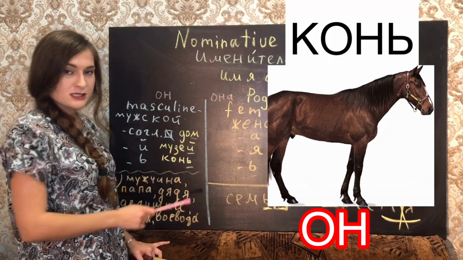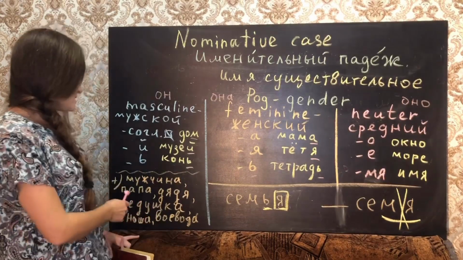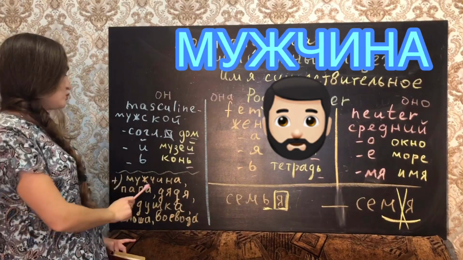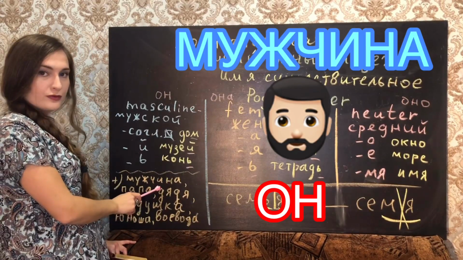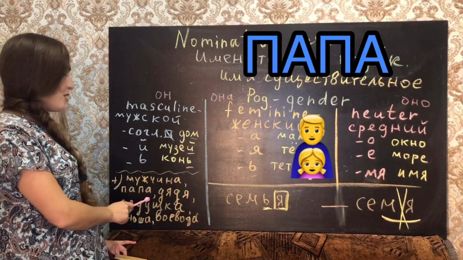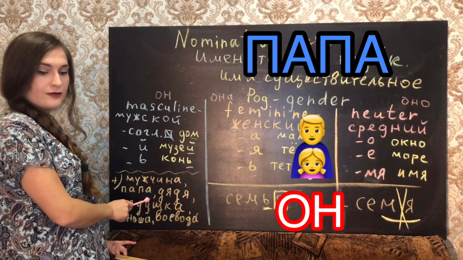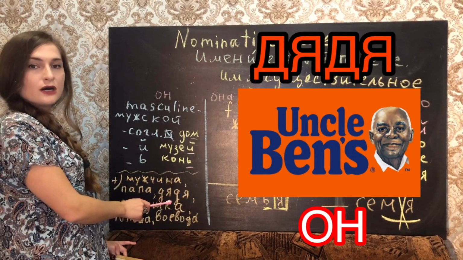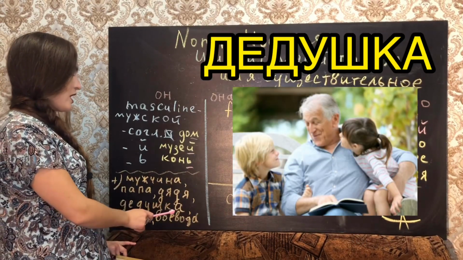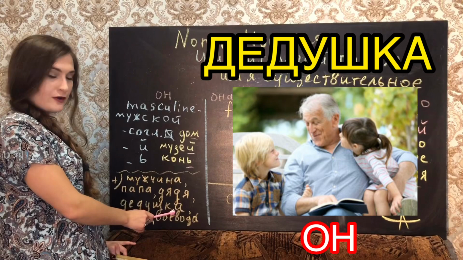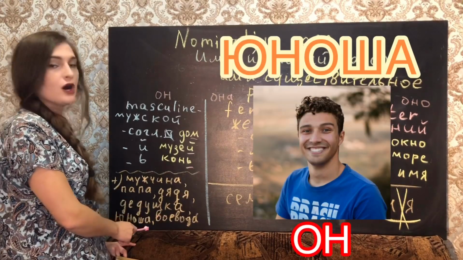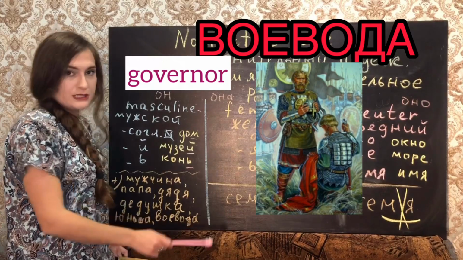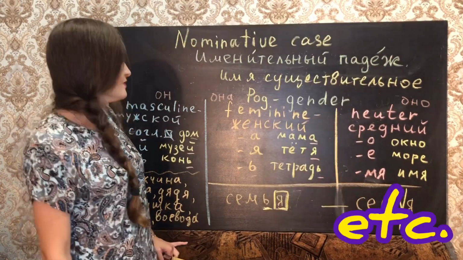Конь, it's мужской род. Plus several words with endings а, я. Мужчина, он, a man. Папа, он, a father. Дядя, он, uncle. Дедушка, он, grandfather. Юноша, он, a young man. Воевода, он, and so on.